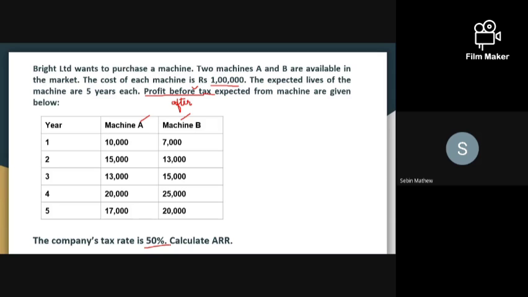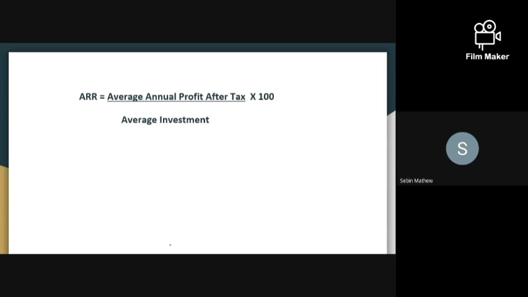So shall we start calculating the ARR? First write the formula. The formula is average rate of return equals the average annual profit after tax divided by the average investment, into 100. If you know the formula, first our indication should be how to calculate the numerator.